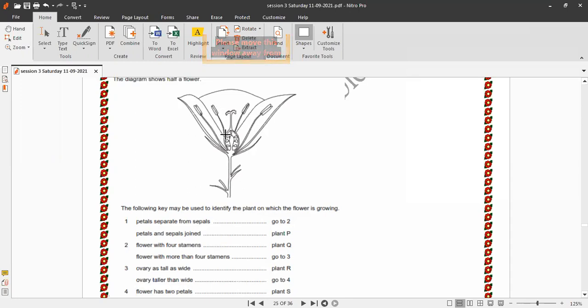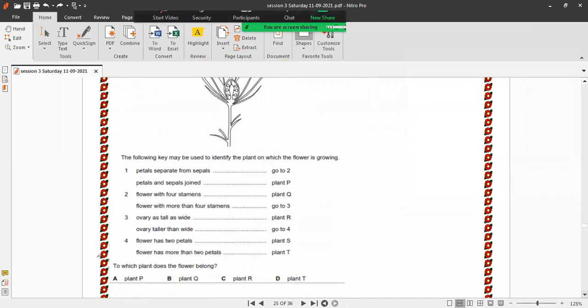Okay, the male part, stamen. The male part of the flower is called stamen. This one, and this is called petal. So we said petals separate from sepals. So go to 2. Flower with 4 stamens or flower with more than 4 stamens. Flower with 4 stamens. So here, plant Q. Plant Q.